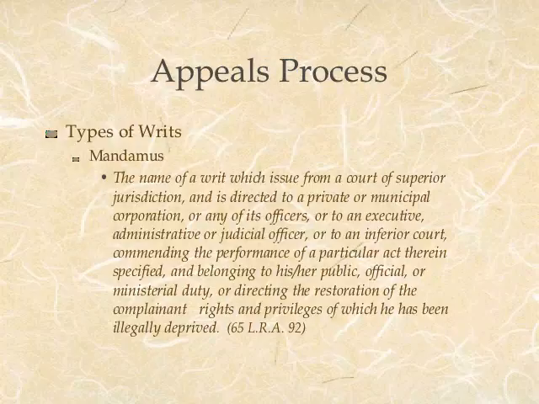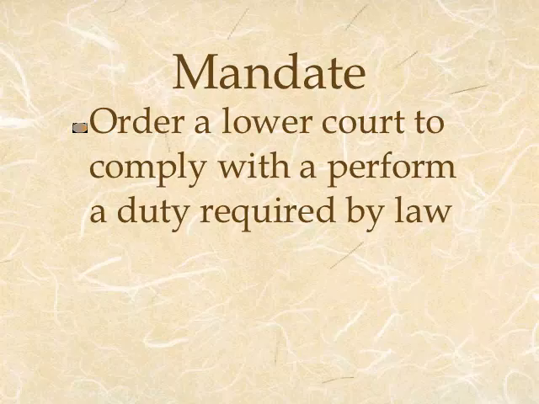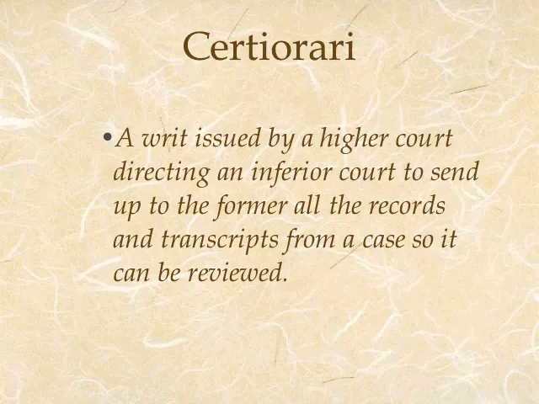The appeals process. I'm going to assign you to read in the book, and you can look at most of the appeals process, but different sorts of writs that you'll be looking at is mandamus, which is order from a lower court to comply and perform a duty by law. Certiorari, which is a requirement that all the records and transcripts be sent up to the appellate court to be reviewed for error, usually.